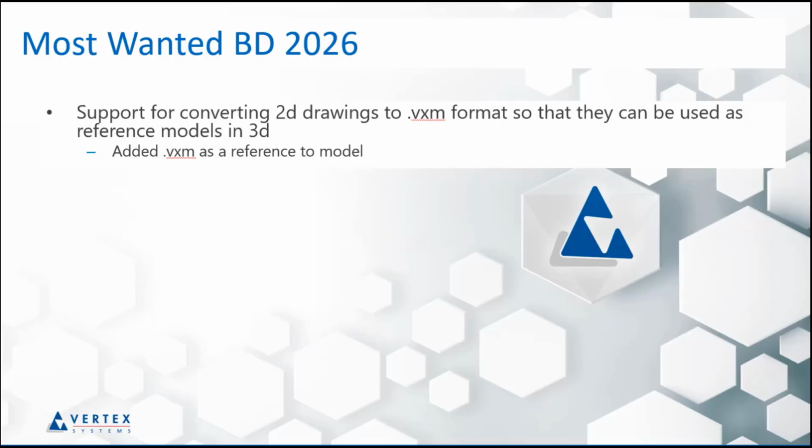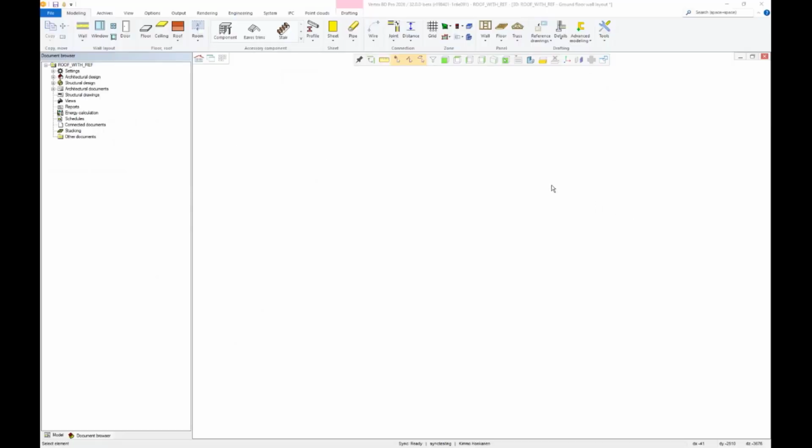Lastly, in our most wanted improvements made in BD version 32, we have now included support for converting 2D drawings to VXM format so that they can be used as reference models in 3D. Previously, when there was a need to add 2D drawings straight into our 3D model, it was done via the macro component library. However, now it's possible to add these via our reference drawing functionality.